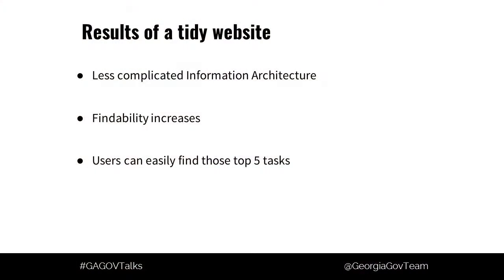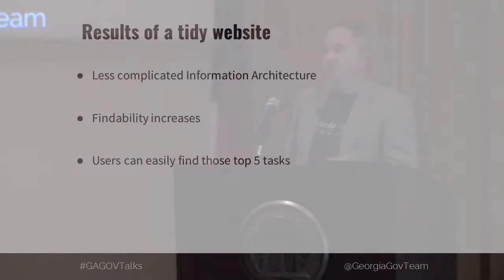You don't mouse over one tab on the menu and get 7 or 8 different sub-menus, and then click on that and there's 7 or 8 more menus. The less content you have, the easier your information architecture is going to be, and the easier it is for people to find things if they're browsing for stuff. Users can easily find those top 5 tasks if you get rid of the clutter, especially on your home page.